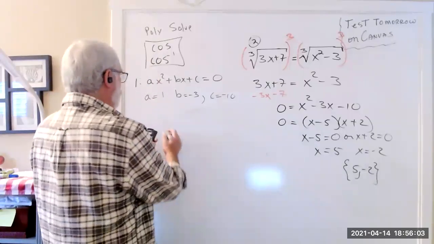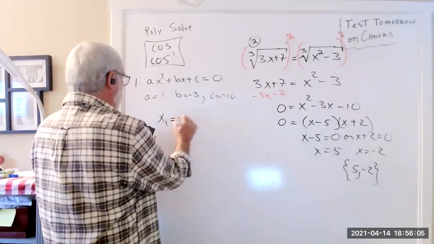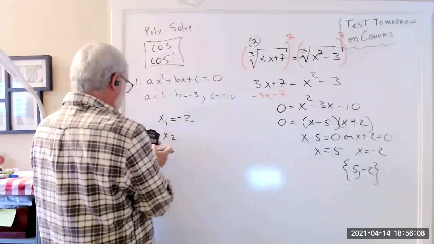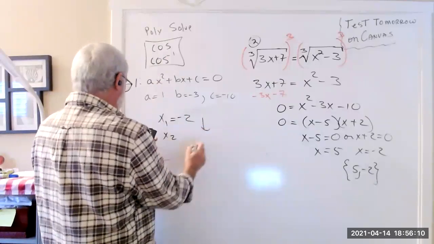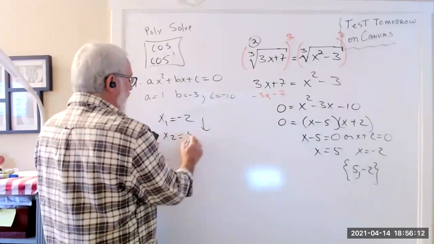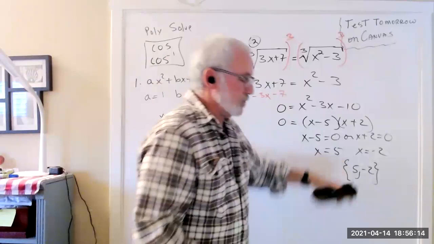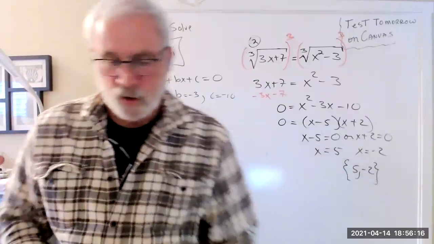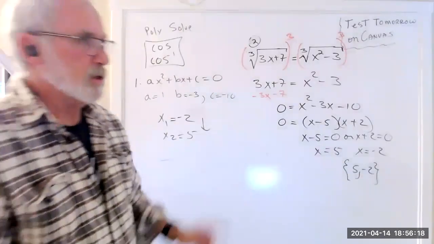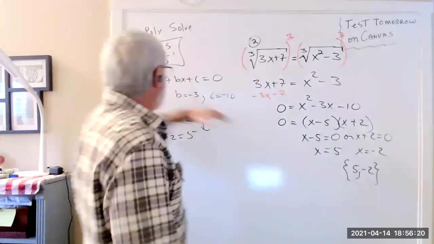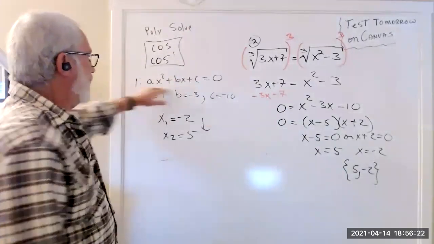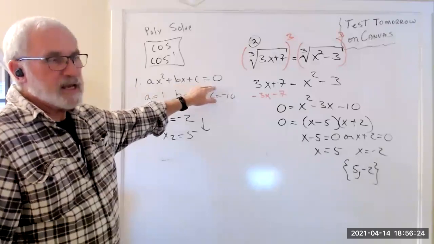And it tells you x sub 1 is -2. X sub 2, if you go down arrow again, x sub 2 is 5. And those are the two solutions. Okay, you can use that. That will solve any quadratic equation, any of them.